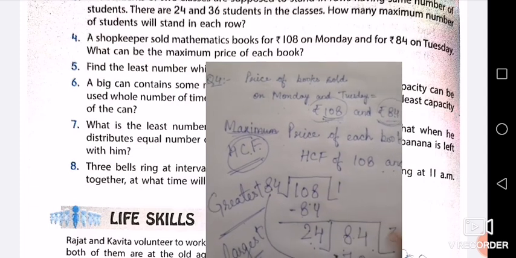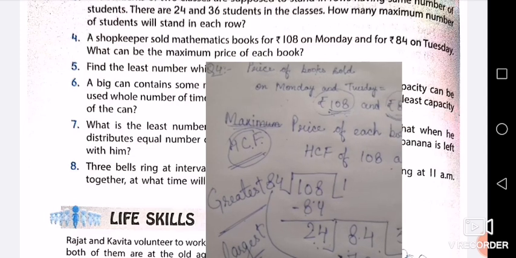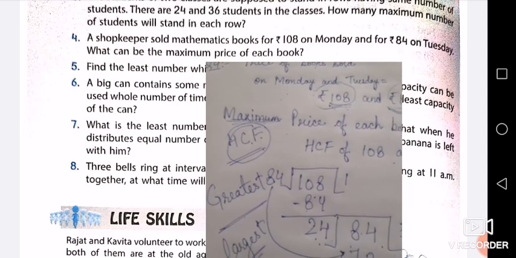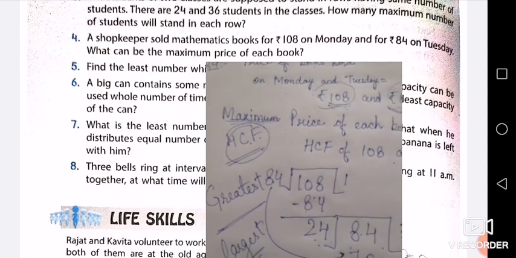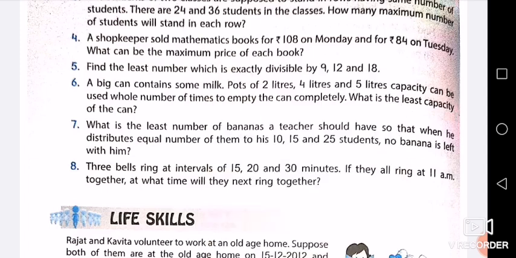Okay children, let's start our next question. Whenever you are watching this video, you can pause it and do the work along with me in your copies. So let's start question number 5. Find the least number which is exactly divisible by 9, 12 and 18.